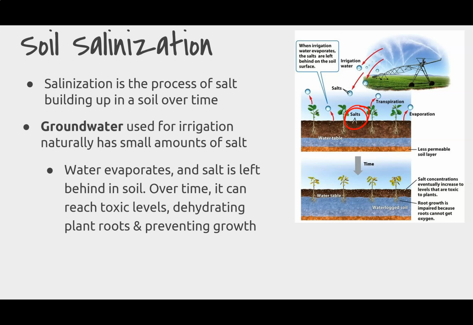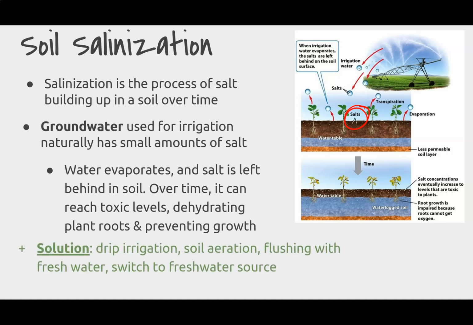And again, fresh water, you think, oh, fresh water doesn't have any salt, but it does. It has very, very small bits of dissolved salts. And too much can be toxic. The solution, once again, drip irrigation, soil aeration, or flushing with fresh water, meaning, I know that sounds silly, almost like a distilled kind of water. Again, very, very expensive. Or use a freshwater source directly, like a river.